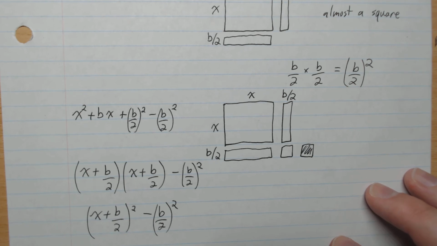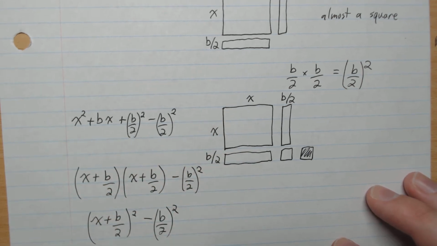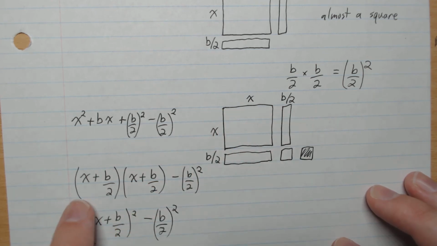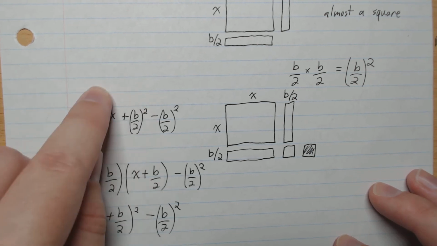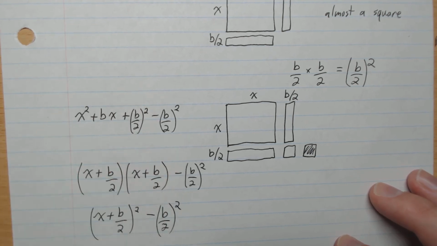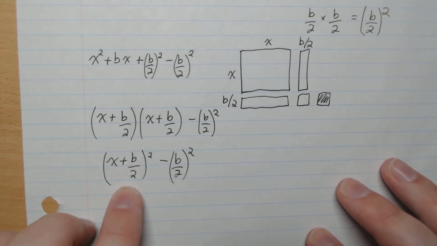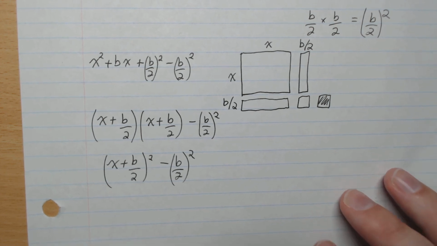And so the dimensions of this square are x plus b over 2 times x plus b over 2 like that, right? And so we rewrite that as such. So this component is equal to this component like that. And then we can rewrite that as x plus b over 2 squared as such. And so this is where completing the square comes from.